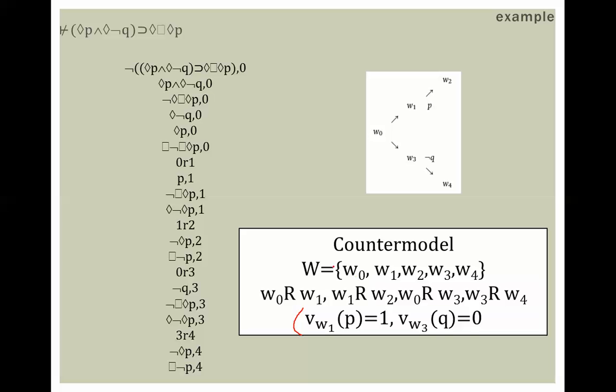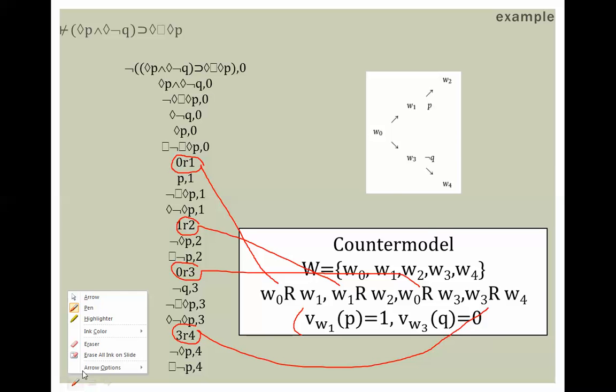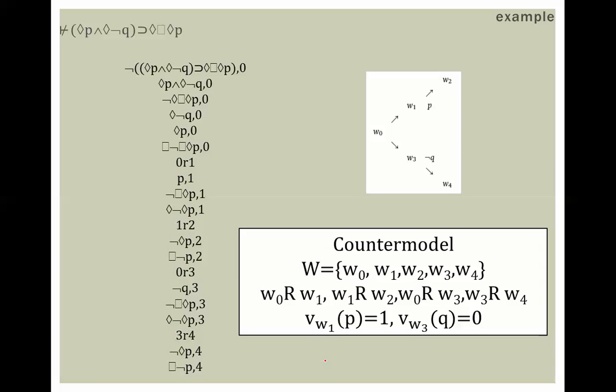The next thing I'm worried about is which worlds are related to which. Here I have 0 is related to 1, so I could say world 0 is related to world 1. 1 related to 2, so world 1 is related to world 2. 0 is related to 3, so world 0 is related to world 3. And 3 to 4, so world 3 is related to world 4. Erase all that ink. And then I look back down on this, all this branch, this one branch, right?